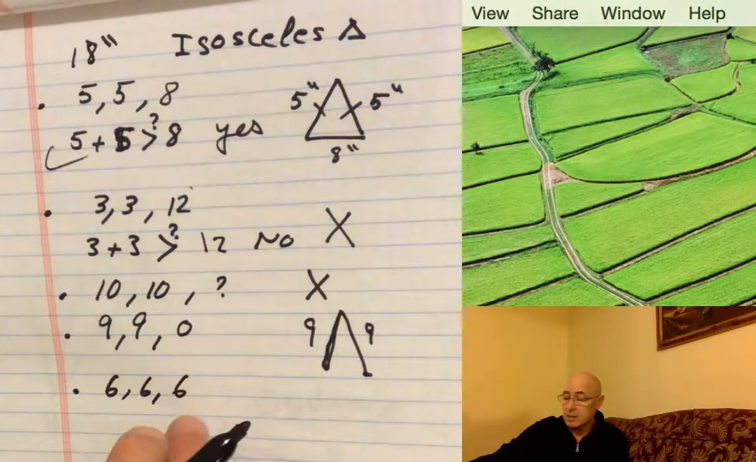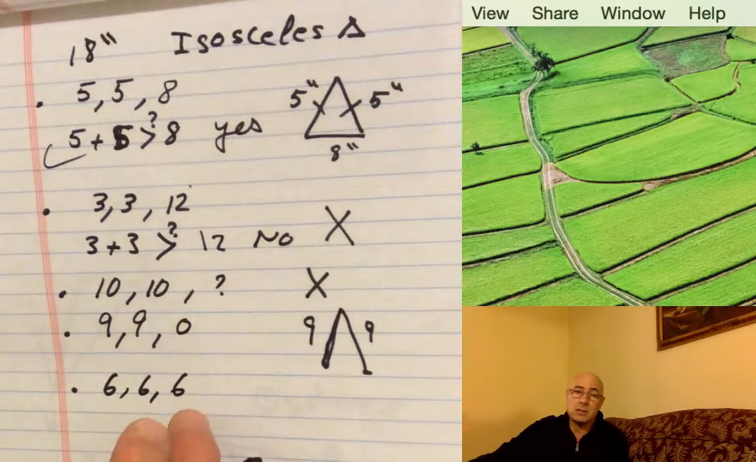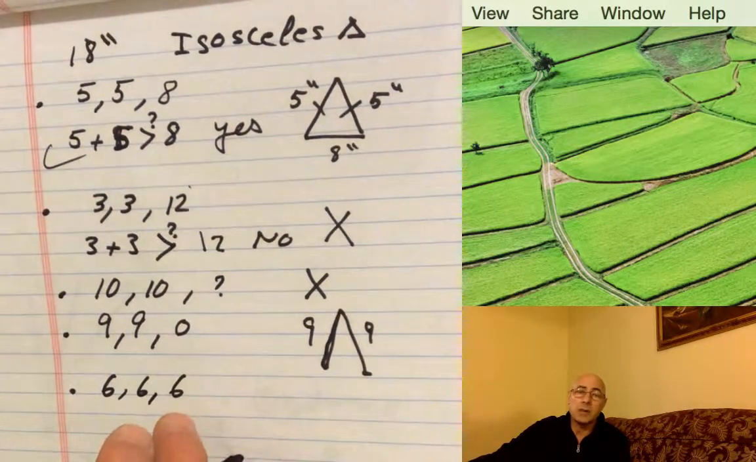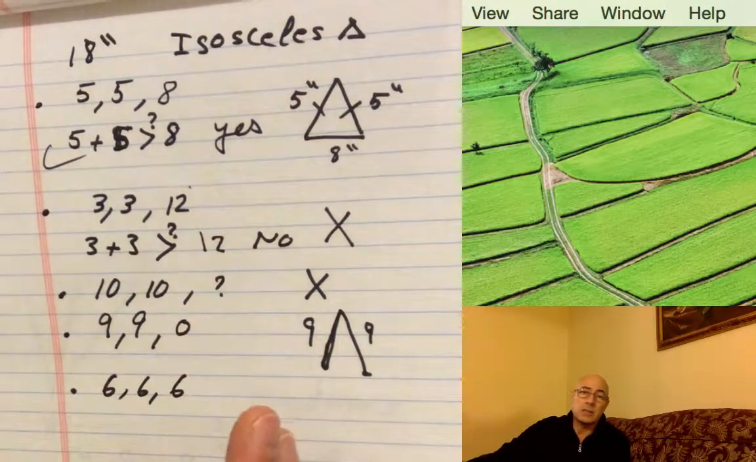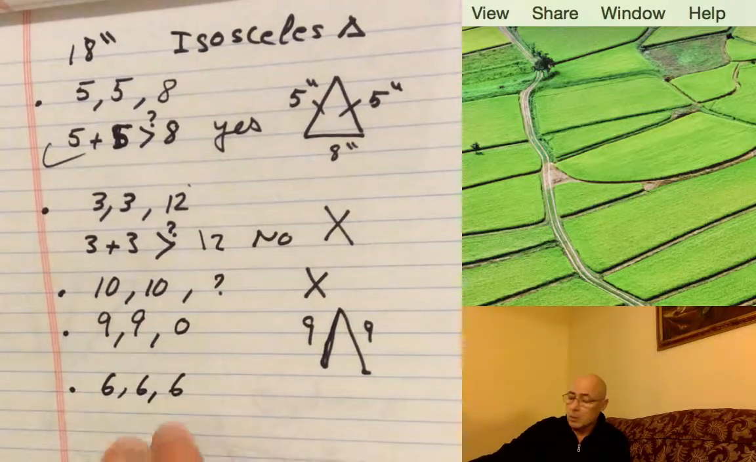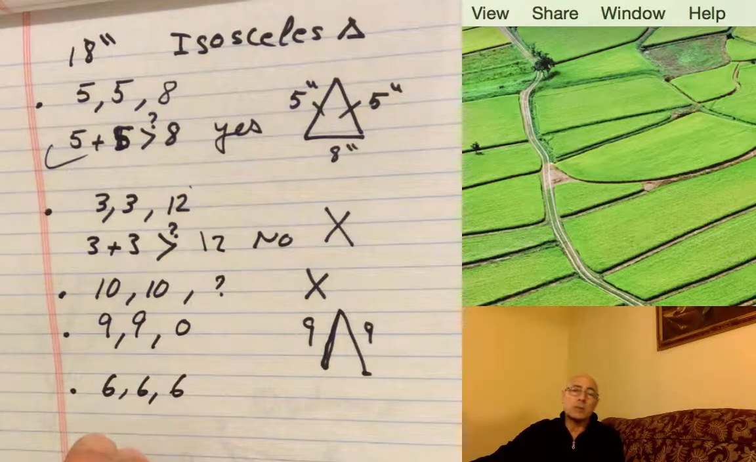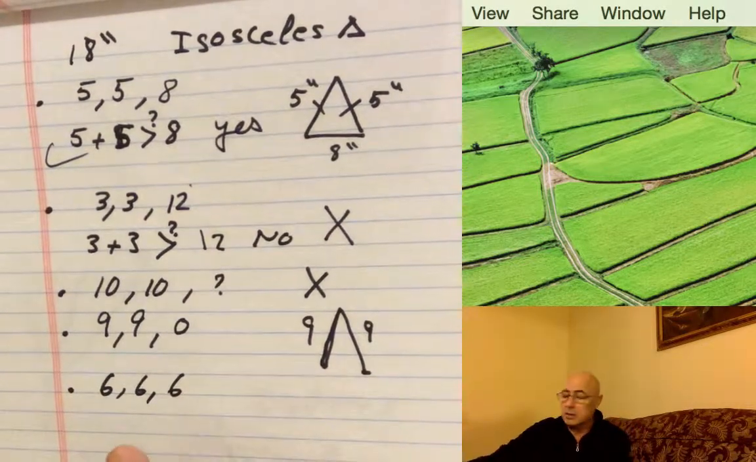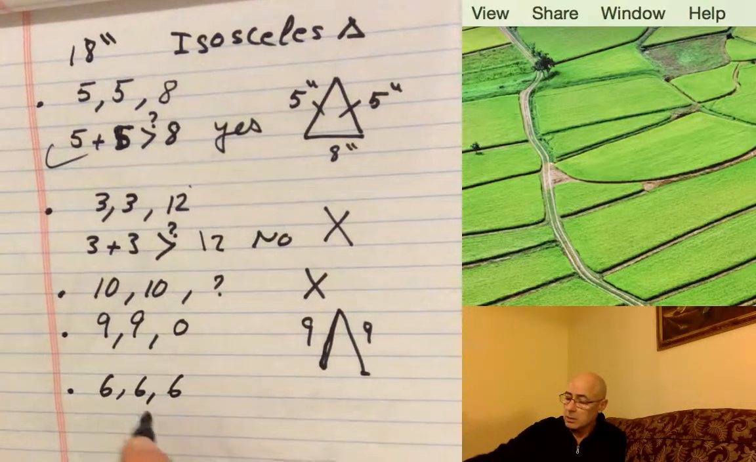Can I call it isosceles when it's 6, 6, 6? Yes. As long as there are 2 congruent sides, then it's isosceles. An equilateral triangle is always an isosceles triangle, but an isosceles triangle is only sometimes an equilateral triangle.